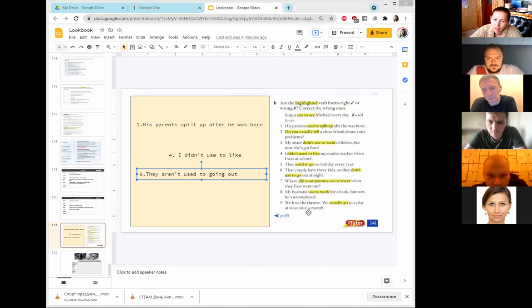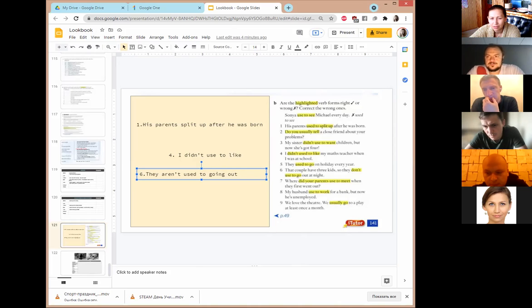And Sasha? We love the theater. We usually go to a play at least once a month. Correct. Do you agree with Sasha? We usually go to a play at least once a month. Yeah, that's pretty fair. Speaking about something that's happening on a regular basis, something normal.